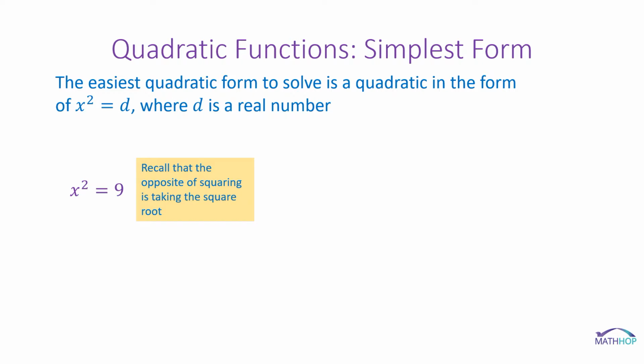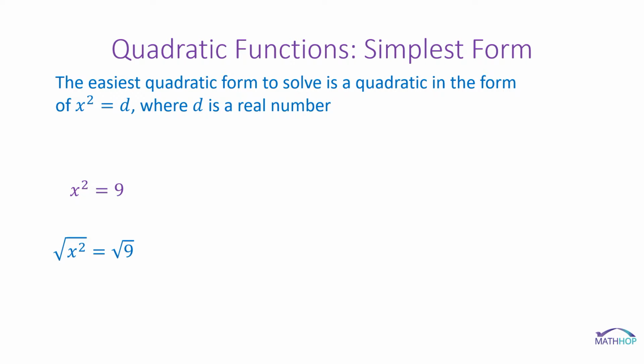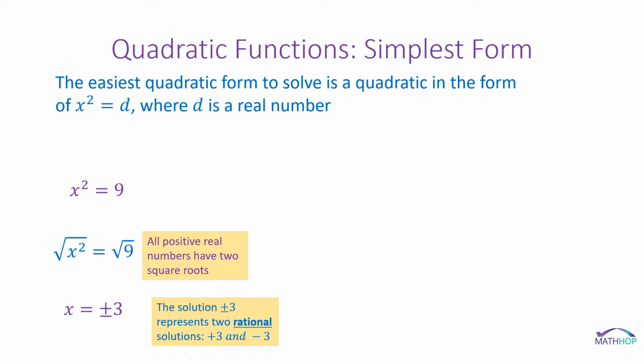So since the opposite of squaring is to take the square root, we will take the square root of both sides of this equation. The square root of x squared, remember anytime you square, you take the square root of a square, those are inverses, so they simply negate each other. The square root of x squared is x. The square root of 9. Now there are 2 square roots for 9. Every positive real number has 2 square roots, positive 3 and negative 3. So this little plus minus symbol represents 2 solutions. This x equals positive and negative 3 represents 2 rational solutions, the solution positive 3 and negative 3.